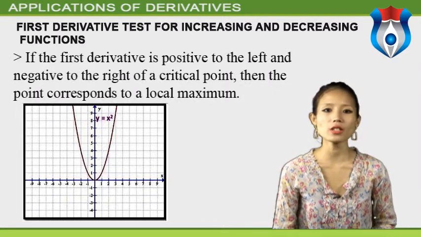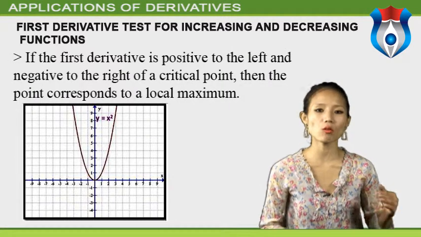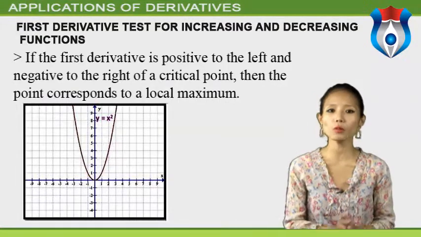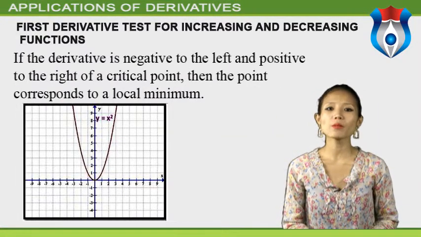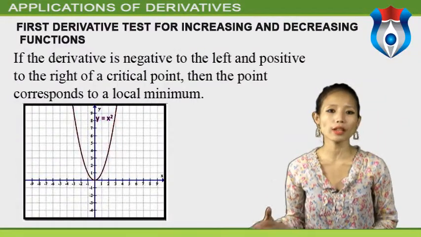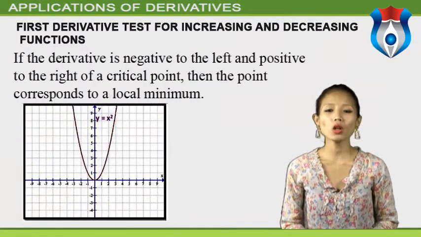If the first derivative is positive to the left and negative to the right of a critical point, then the point corresponds to a local maximum. If the derivative is negative to the left and positive to the right of a critical point, then the point corresponds to a local minimum.